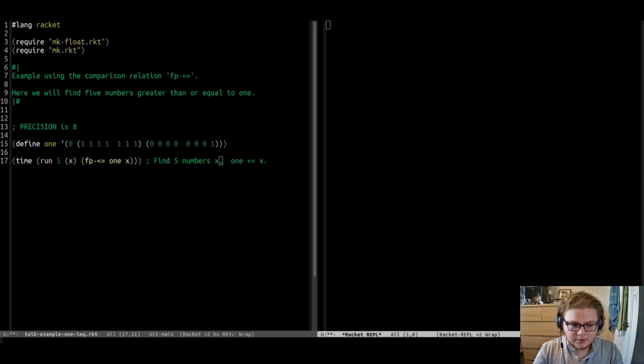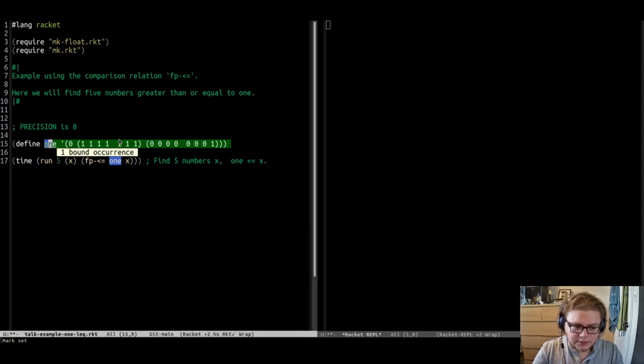Here's an example that uses the FP less than or equal to relation. Here we perform a query that searches for 5 numbers which are greater than 1. And here's just the representation for 1 in the system, and we are using 8 bits of precision for this example. Let's run it.